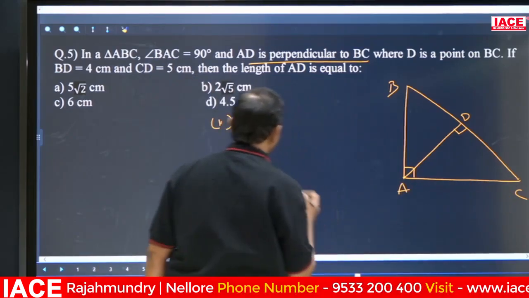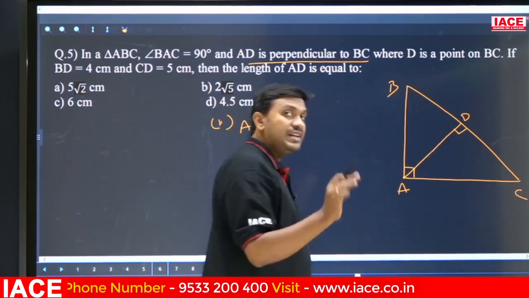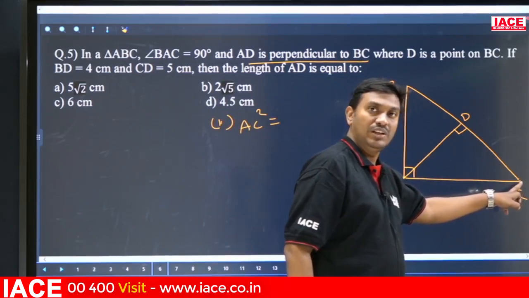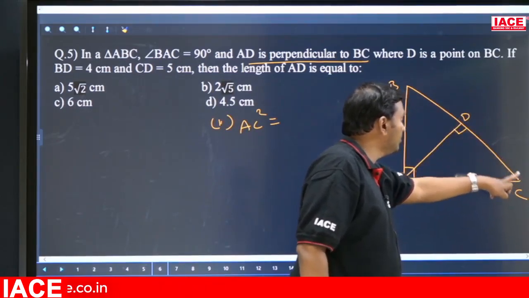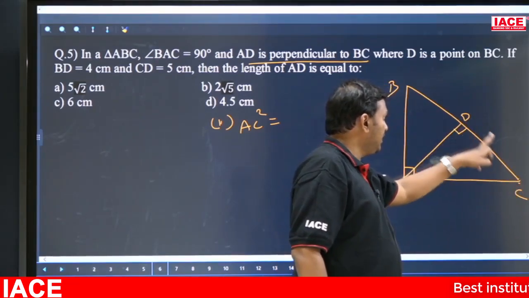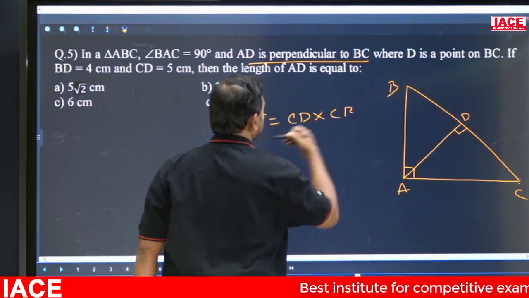I am taking the first line AC. AC square equals, where it ends, that is very important. AC ends at C. Don't leave this C. So from C multiply. What are the values? CD into CB. With C, always I am starting with C. Carefully see, AC square equals CD into CB. This is the first point.